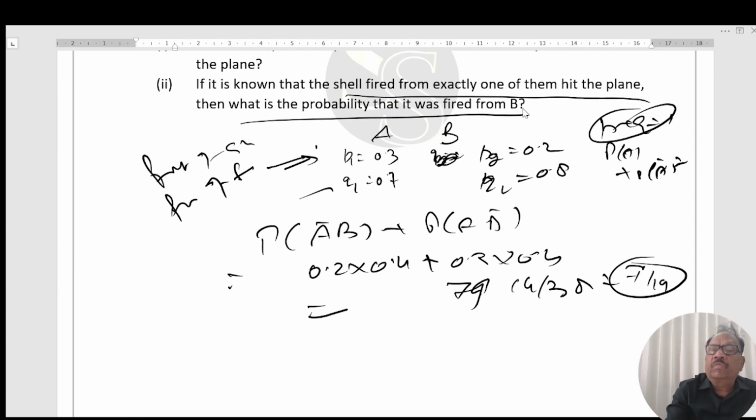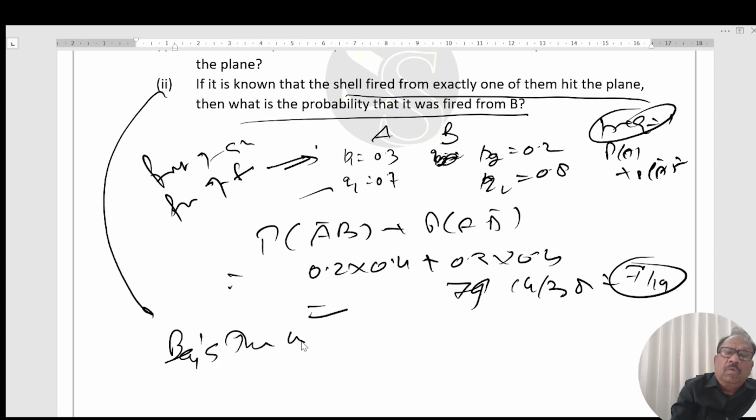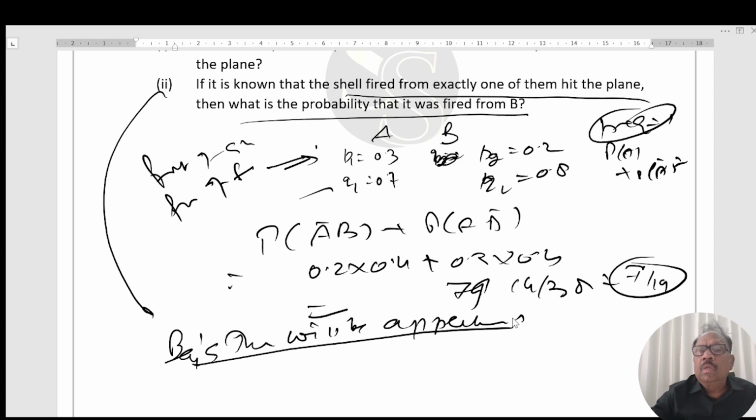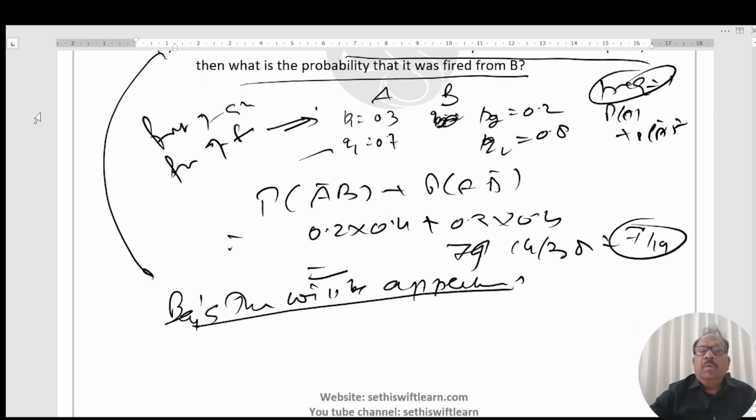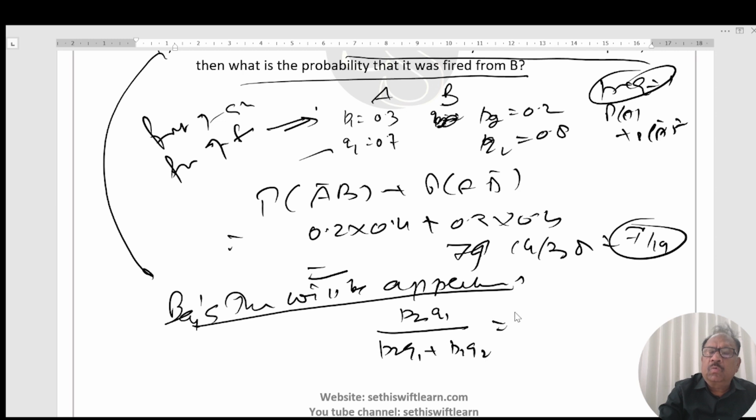If it is known that the shell fired from exactly one of them hit the plane, then what is the probability that it was from B? In this case, Bayes' theorem will be applicable. What do we need? When it was fired from B: P2 Q1 over P2 Q1 plus P1 Q2.